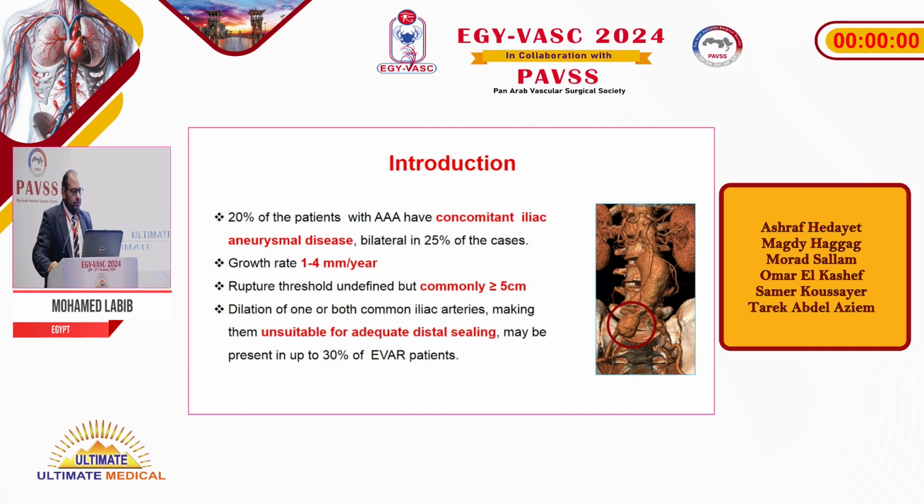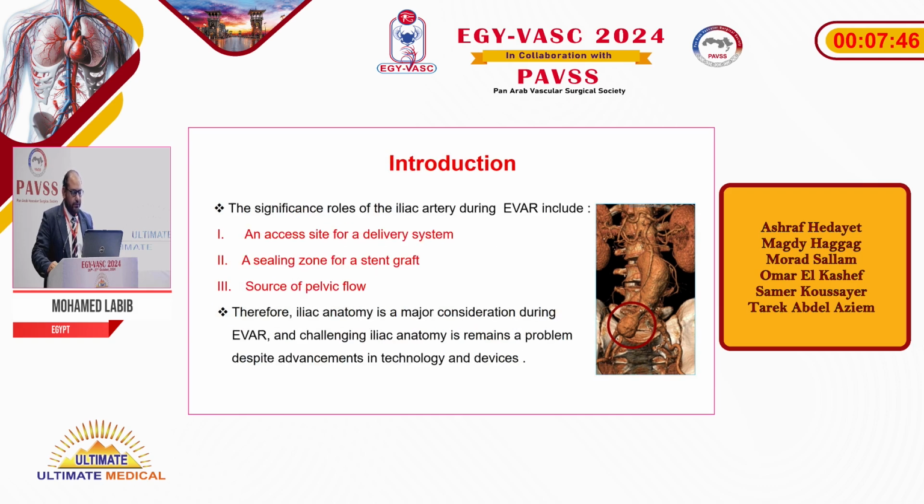20% of the patients with AAA have concomitant iliac aneurysmal disease, which has a growth rate of 1 to 4 millimeters per year, with the rupture threshold undefined but commonly more than 5 centimeters. This dilatation makes it unsuitable for adequate distal sealing in EVAR patients.